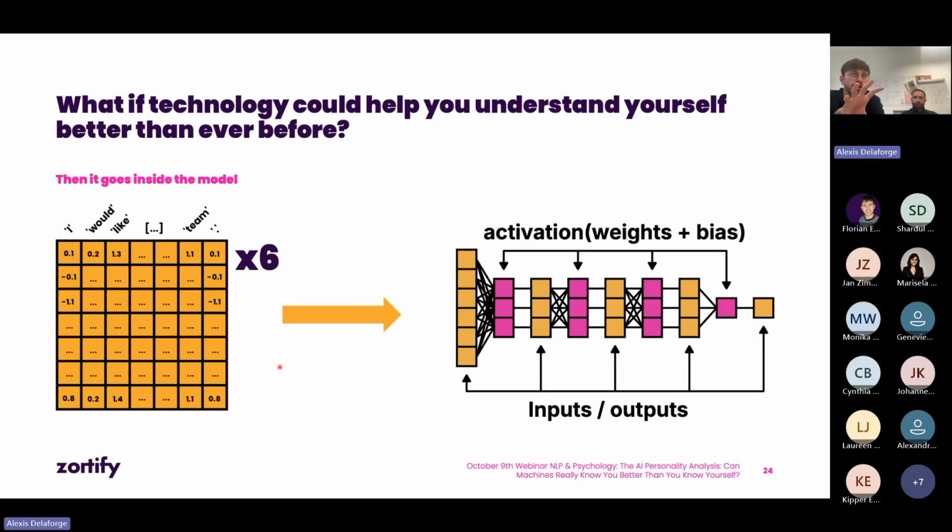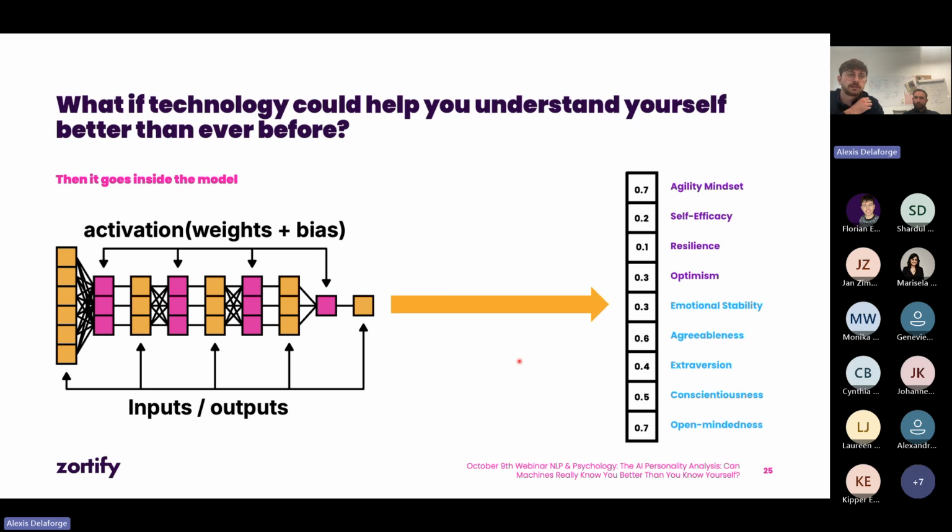So in our assessment, what if technology could help you understand yourself better than ever before? That's the statement. In, for example, the Sortify assessment, when you answer these 6 open text questions, we will have 6 representations of these answers. And this representation is the LLM embedding that I just mentioned before. So inside this embedding, we know that we have the right information to predict the personality. And then these 6 representations go through our own models, our own artificial neural network, and it will produce an output.